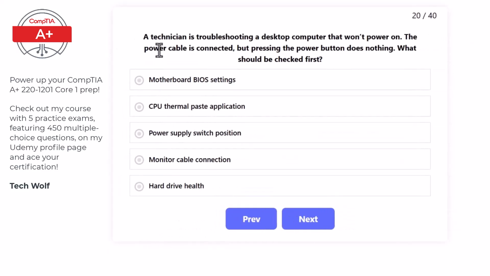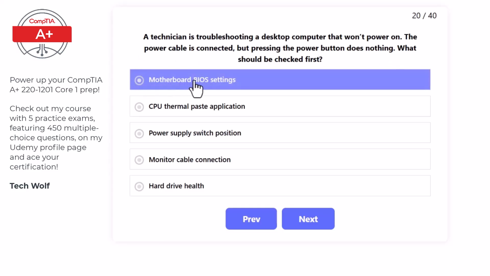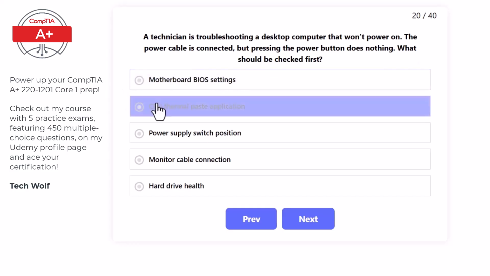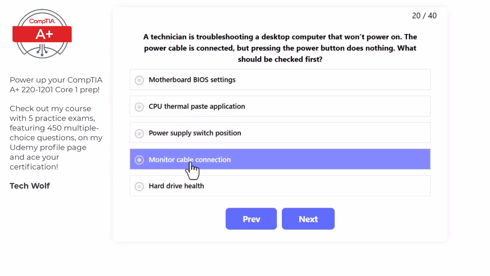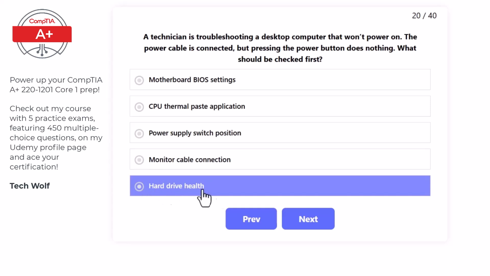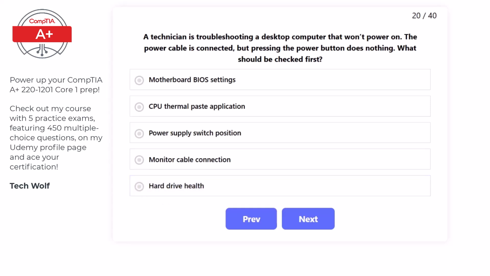And next question. A technician is troubleshooting a desktop computer that won't power on. The power cable is connected, but pressing the power button does nothing. What should be checked first? Motherboard BIOS settings, CPU thermal paste application, power supply switch position, monitor cable connection, or hard drive health. So, which would be the most appropriate answer here?